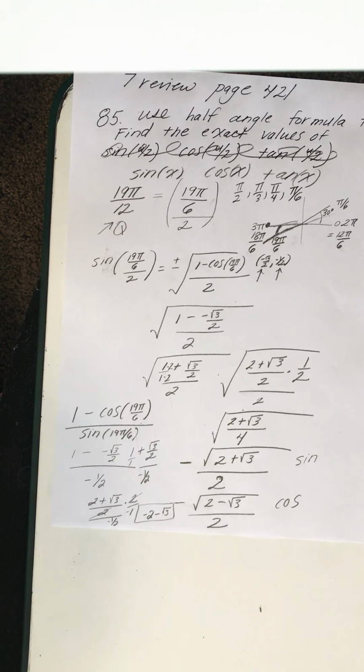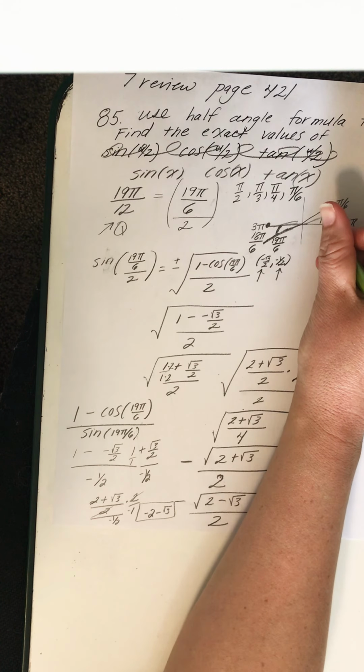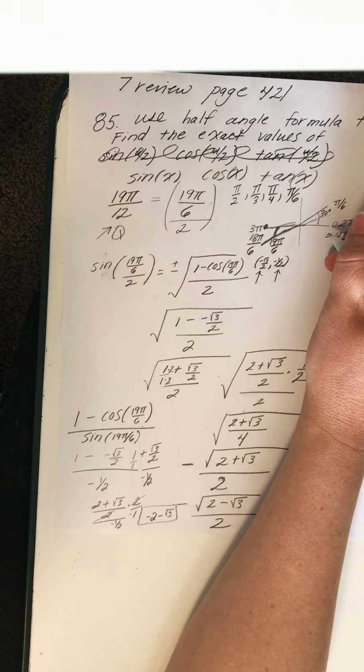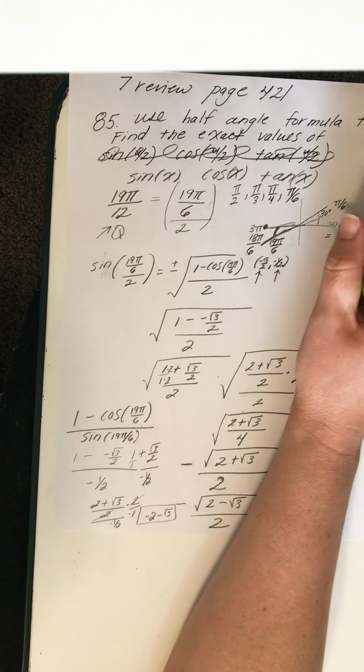So I'm not going to spend any more time on this video. Just go through and figure out which quadrant that would be in. So if 15 degrees is 1 pi 12ths, where on the unit circle would we be at 19 of those? 19 pi 12ths. So think about that.